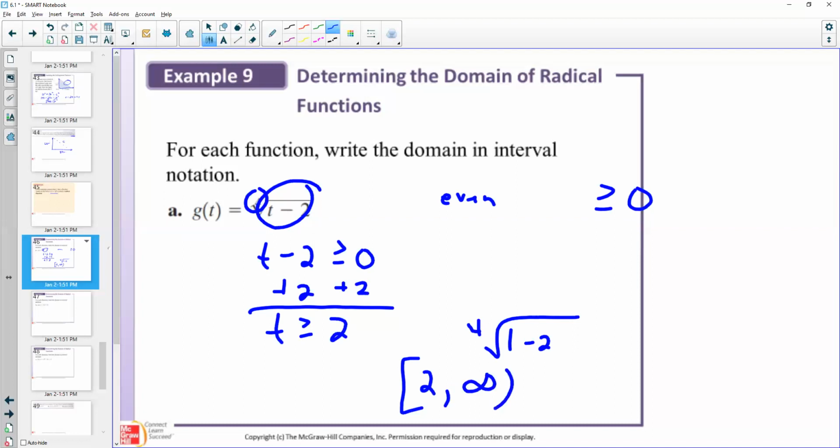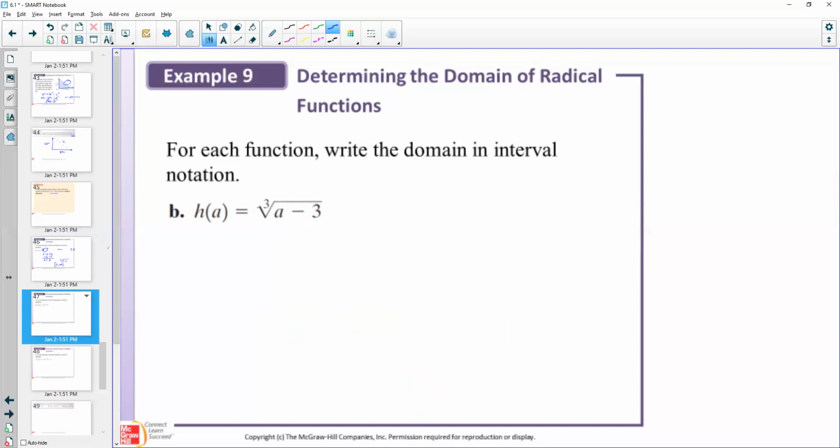All right, let's try another. This one is an odd root. So I can have a positive number under there, I can have a negative number under there, I can have anything I want. What that means when I have an odd root is that all real numbers will work. I don't have to do any work with the domain when it's an odd root. The only time I really have to think about it is when I know it has to be positive under the radical.